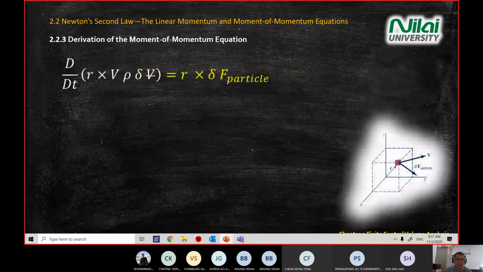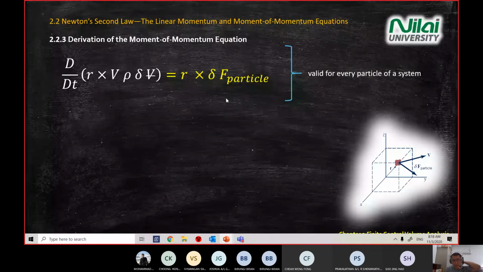And look at the next slide. So we arrive at d over dt of r cross v rho dV. This is our momentum again: velocity v times rho times our volume. We get momentum mv again, equal to our force, r times dF, again.